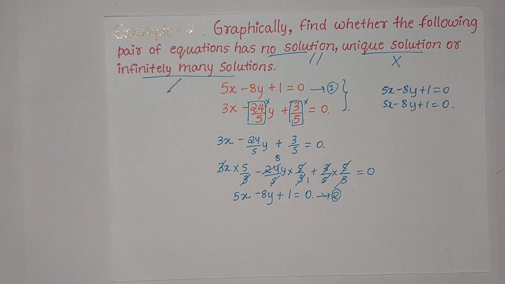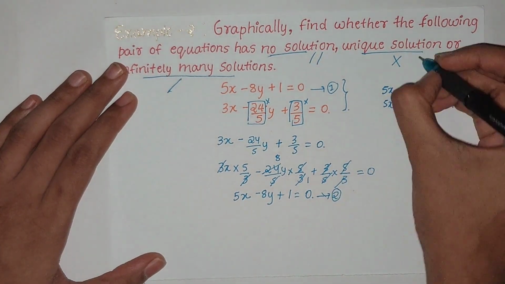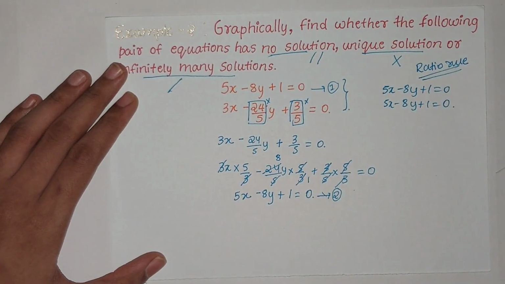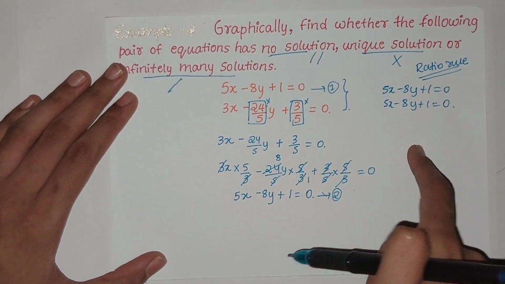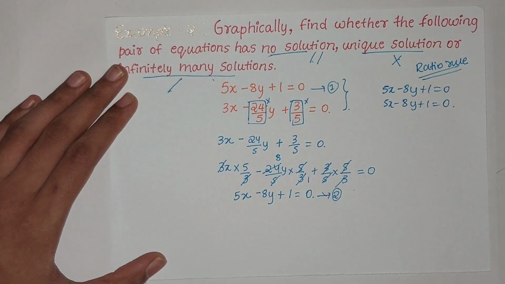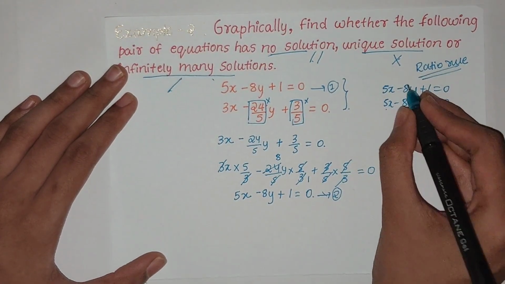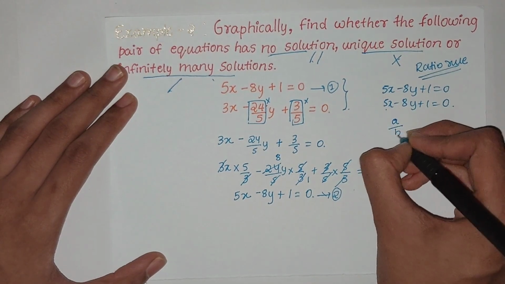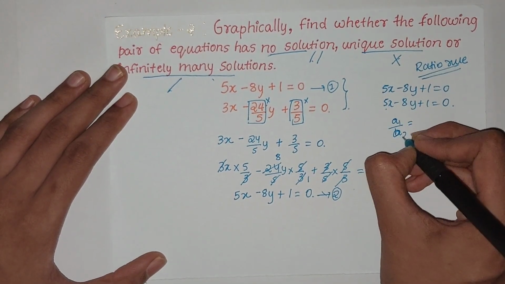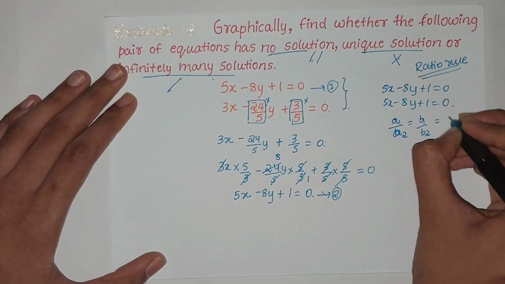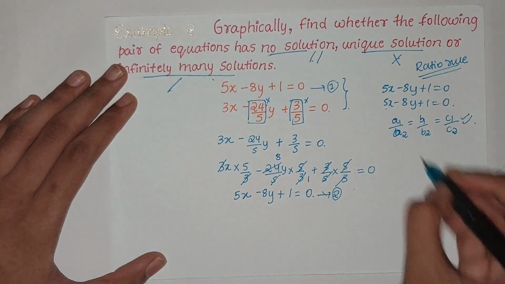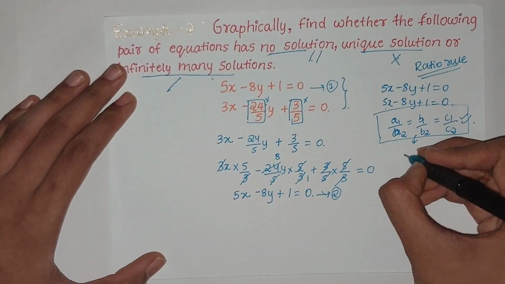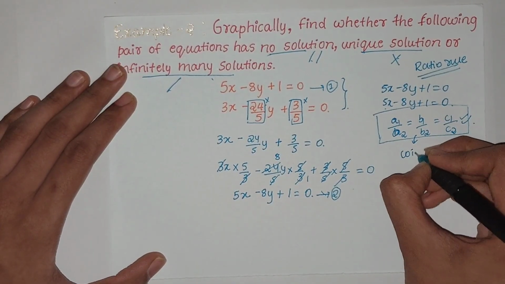If you have watched my first video, I had told you about something called the ratio rule. Now with this ratio rule, can you easily tell which type of solution you will get? So 5 by 5 is 1, 8 by 8 is 1, 1 by 1 is 1, which means A1 by A2 is equal to B1 by B2 is equal to C1 by C2. In which case does this appear? Yes, very good. It is in the case of coincident lines.